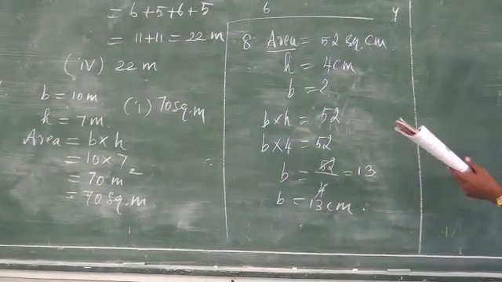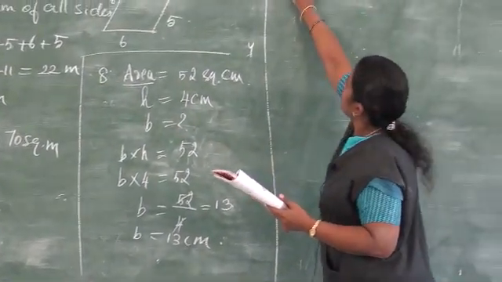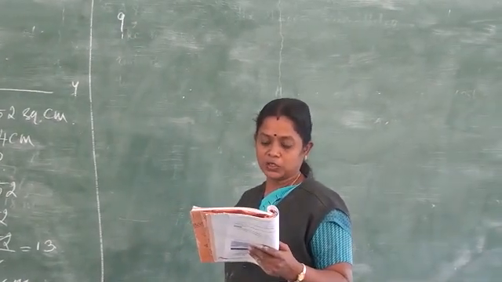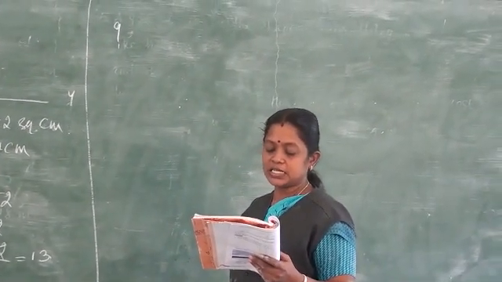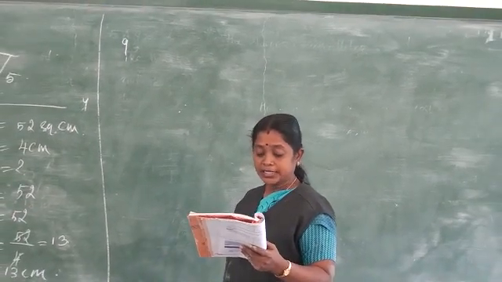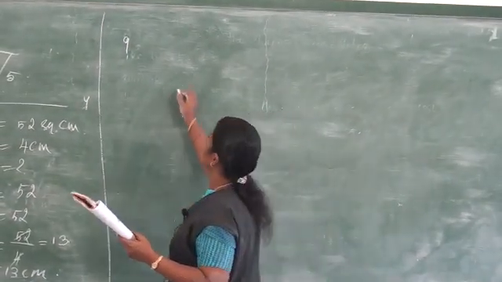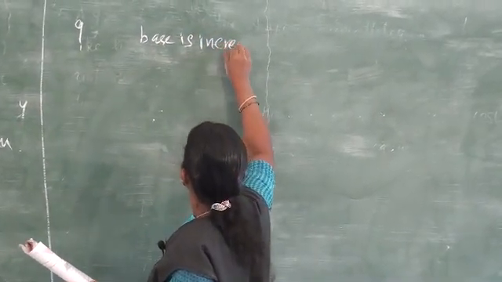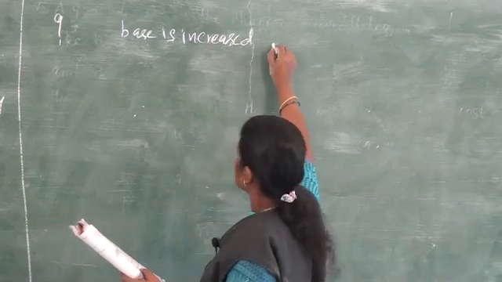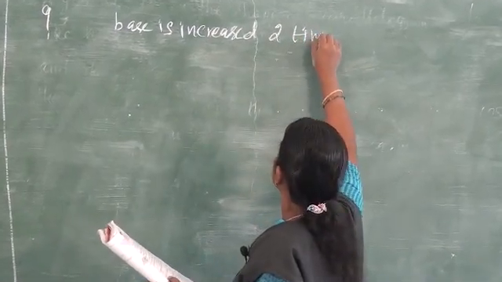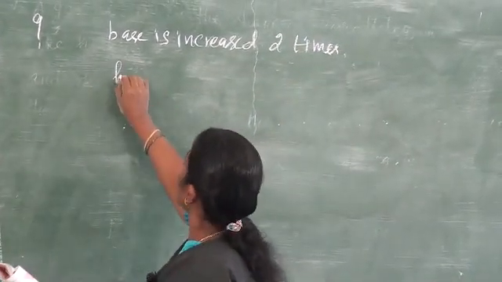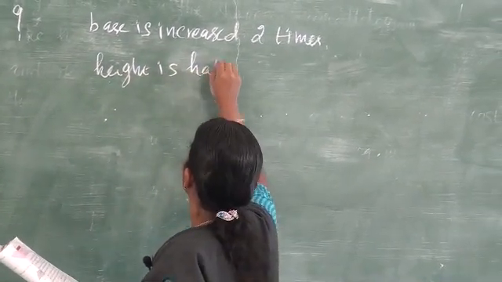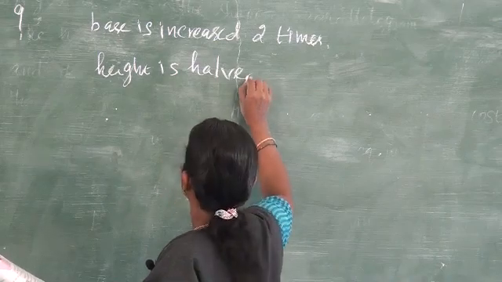Now come to the 9th one. What happens to the area of a parallelogram if the base is increased 2 times and the height is halved? Listen carefully. Base is increased 2 times, and the second statement, height is halved. What is the area? They asked us.